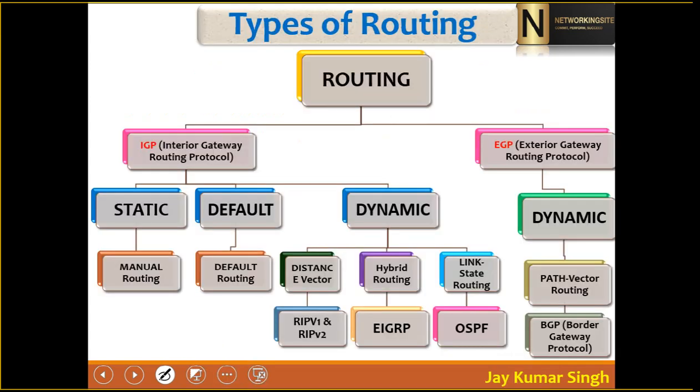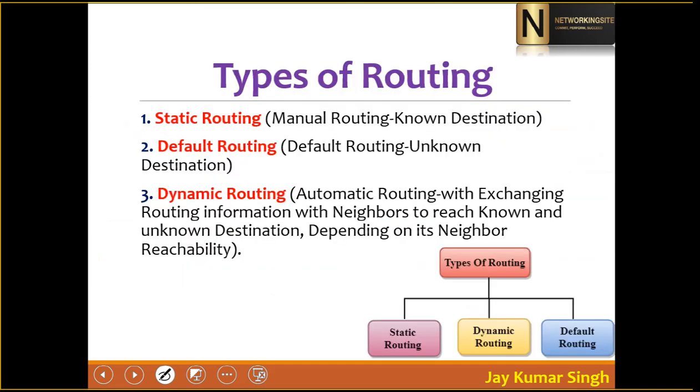We have already discussed the types of routing. Routing comes in two types: interior gateway protocol and exterior gateway protocol. Interior means the protocol which is working inside your organization. Inside our organization we use three types of protocol: static, default and dynamic.